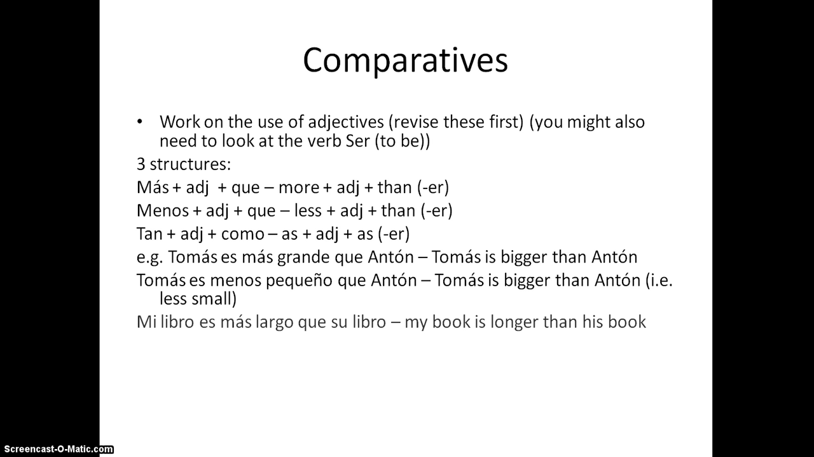Okay. Mi libro es más largo que su libro. My book is longer than his book. Another example. Helena es más alta que Alicia. You also have to make sure you remember your adjectival rules. So alto changes to alta because we're talking about Helena.